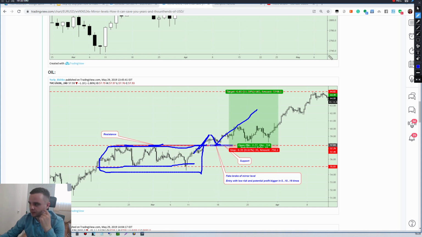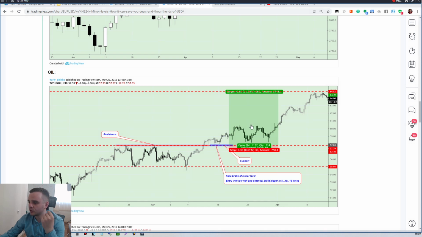Yes, it's clear. Many of you would ask me how you can open entries. First, it's really simple. When you have a powerful mirror level, you can open entry at this key level. Price breaks it, and after pullback you just open entry by market. Also, you can set pending orders. You can set buy limit, buy stop at this key level.